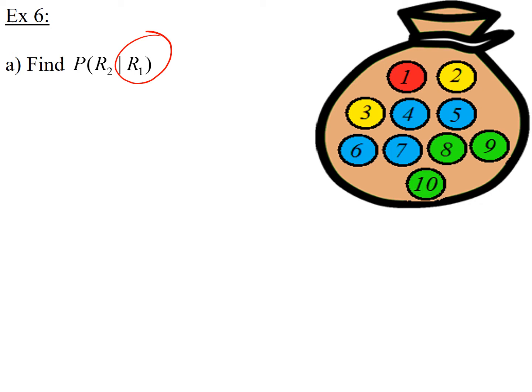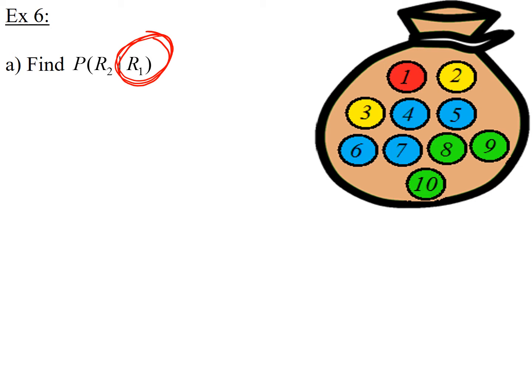Okay, so you need to think of what the new sample space looks like. If the first ball we drew is red, we're drawing without replacement. That means once we've drawn it, it stays out. We don't put it back in. So if we don't put it back in, then what does the new sample space look like?